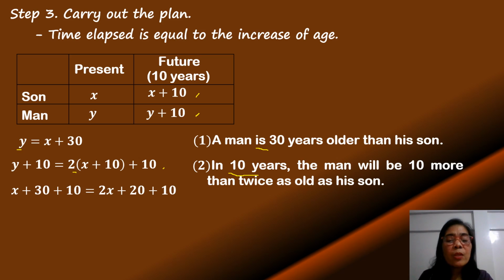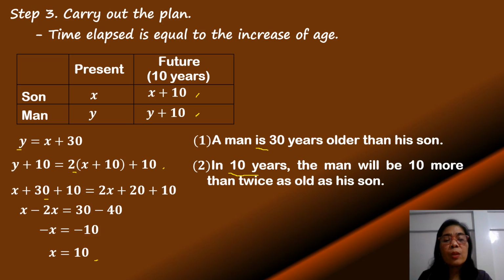Writing all the terms containing x in the left, so we have x minus 2x, and all the constants to the right. 20 plus 10 is 30 and 30 plus 10 is 40. That becomes minus 40 at the right side. Simplifying further, it gives us the value of x is equal to 10. So this is the present age of the son.